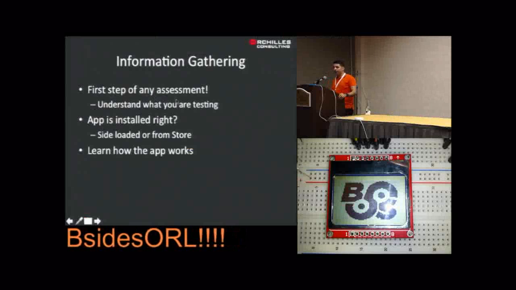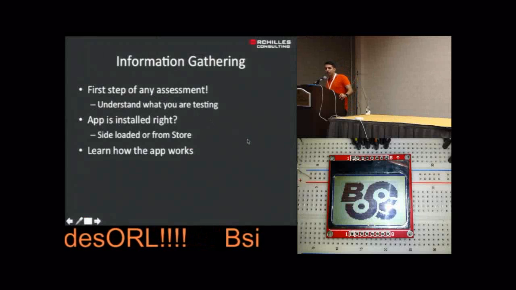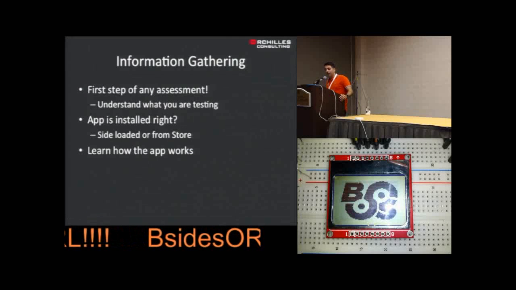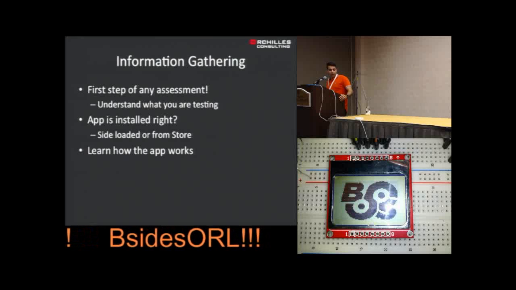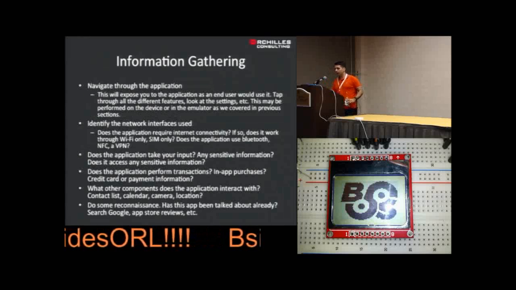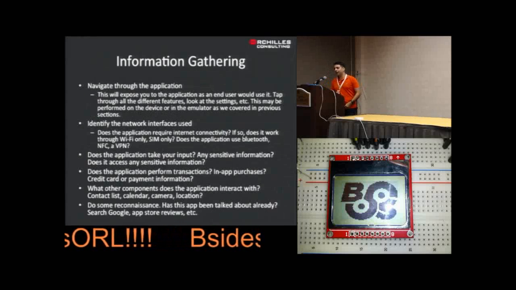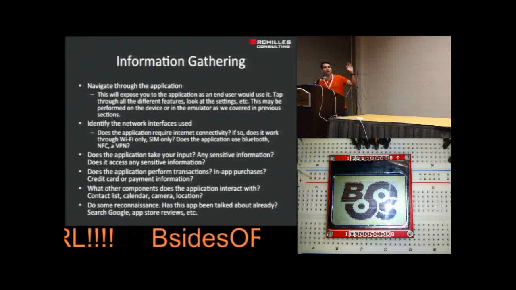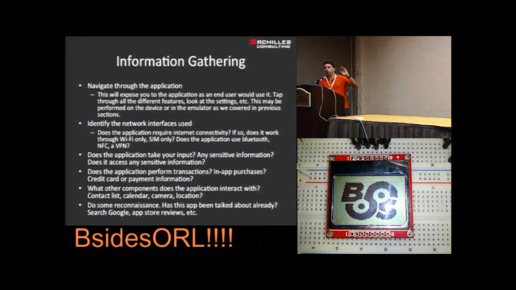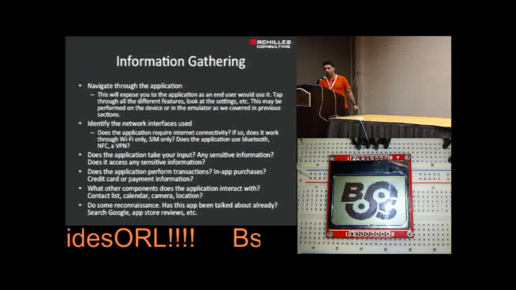All right, so first steps of any assessment, understand what you're testing. You got your app installed, whether it's side-loaded or an emulator, you got it from the store or wherever, and then figure out how the app works. What are the steps here? Very simple. Navigate through the application. Like any web app you're gonna test, like any other application you're gonna test, just go through it. Click around, make sure you click everything, start seeing what it does.